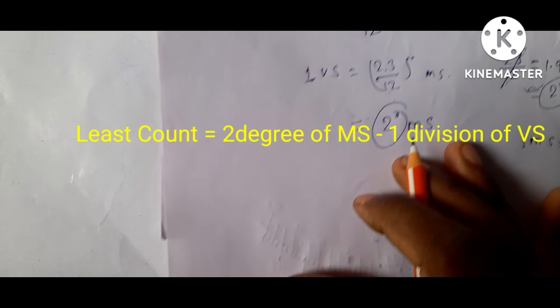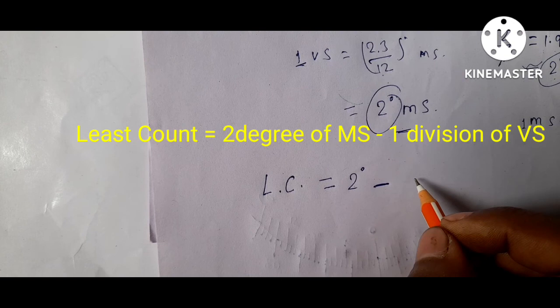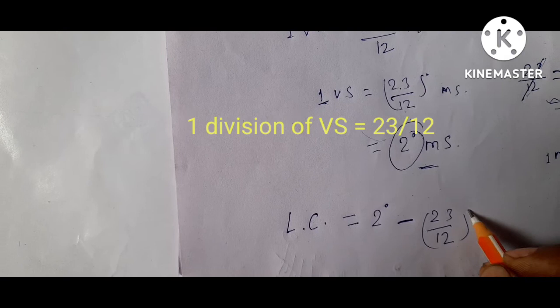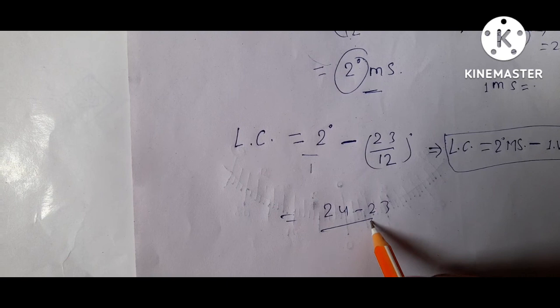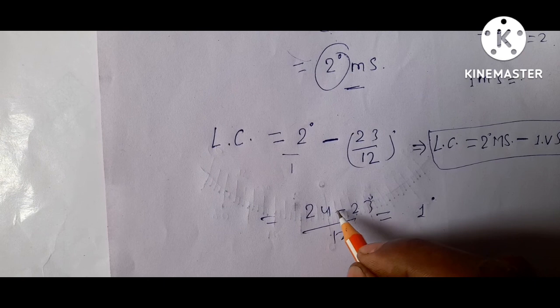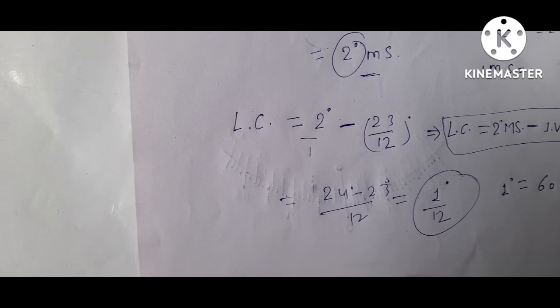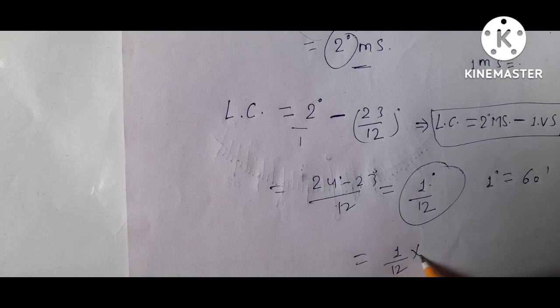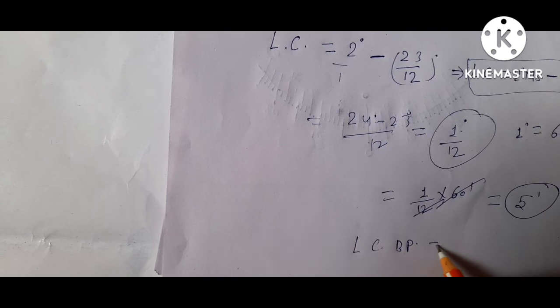Then what is the least count? Least count equals 2 degree of the main scale minus 23 divided by 12 degree. After solving this, 24 minus 23 divided by 12, you get 1 degree divided by 12. You note, friends, 1 degree equals 60 minutes. So 1 divided by 12 multiplied by 60 minutes, and after calculating you get 5 minutes. So the least count of BP, bevel protractor, equals 5 minutes.